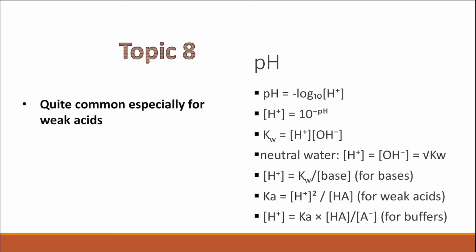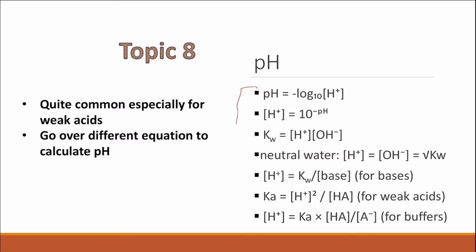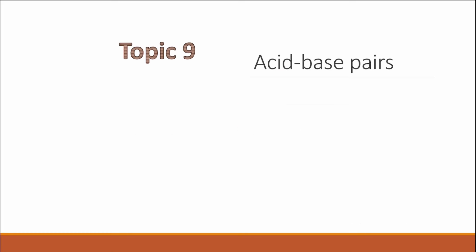The pH is also quite common in paper 3. Usually there is a question embedded within other questions where they ask you to calculate the pH. It's specifically for weak acids. So it's very common to ask you about weak acids, either to calculate the pH or to calculate the Ka of the weak acid. So it's worth going over the different equations to calculate the pH. And these are all the equations that you will need as knowledge for your exam.